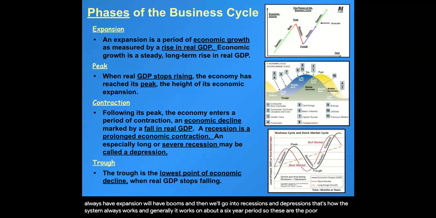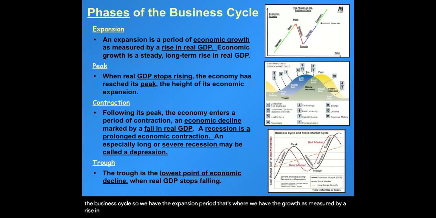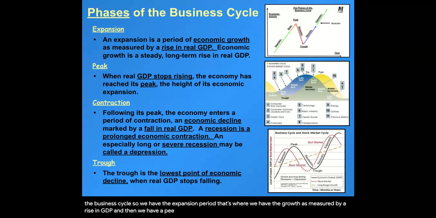So these are the four phases of the business cycle. We have the expansion period. That's where we have the growth as measured by a rise in GDP. And then we have a peak. That is the highest point of the growth. That is when the GDP stops rising. The economy is at the peak.